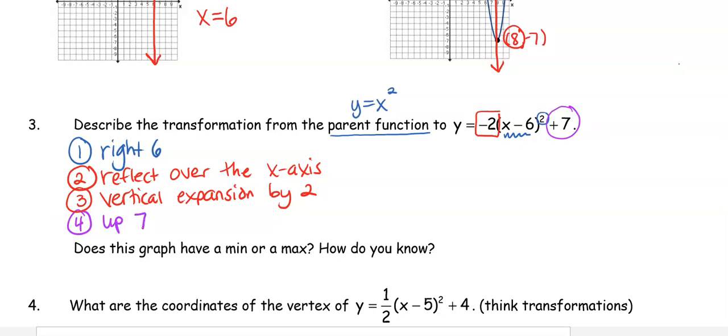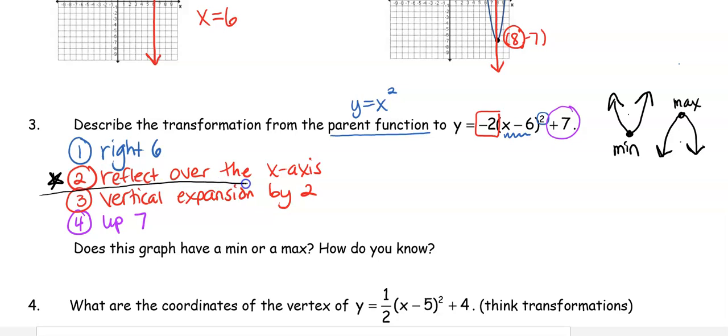Does this graph have a min or a max? How do you know? This is important. So when I look at this, I think to myself, does it have a min or a max? If I had a graph that opened up, I have a minimum value. If I have a graph that is opening down, I have a max value. So I have to think about, how do I know if my graph has a min or a max? And it's how it opens, which means it's determined by whether or not it has been reflected.